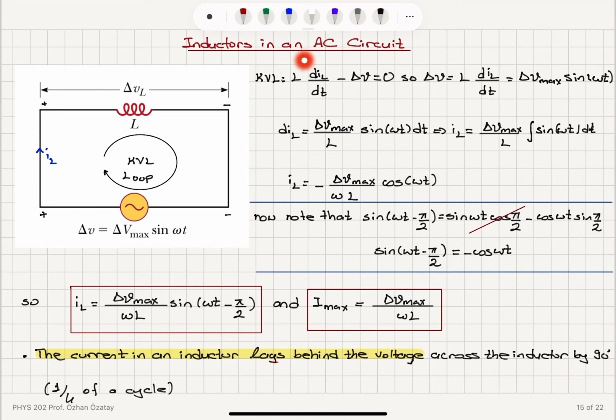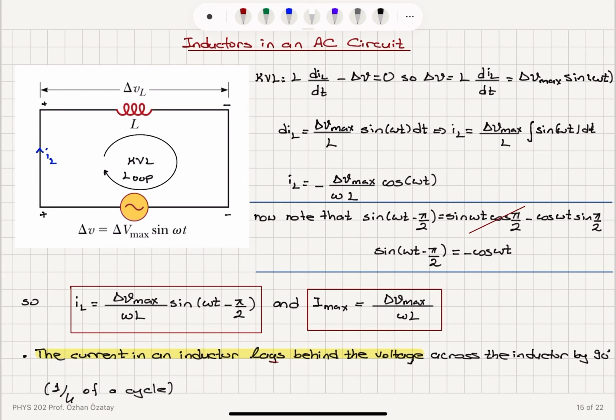Knowing that the voltage across an inductor is linked to the current flowing through the inductor as L dI_L/dt, with this KVL loop, I can figure out what the current is going to be, knowing that the voltage is delta V max sine omega t. So I integrate delta V max sine omega t dt, 1 over L, which gives me the change in the current delta I_L, so it's going to be the current as a function of time.